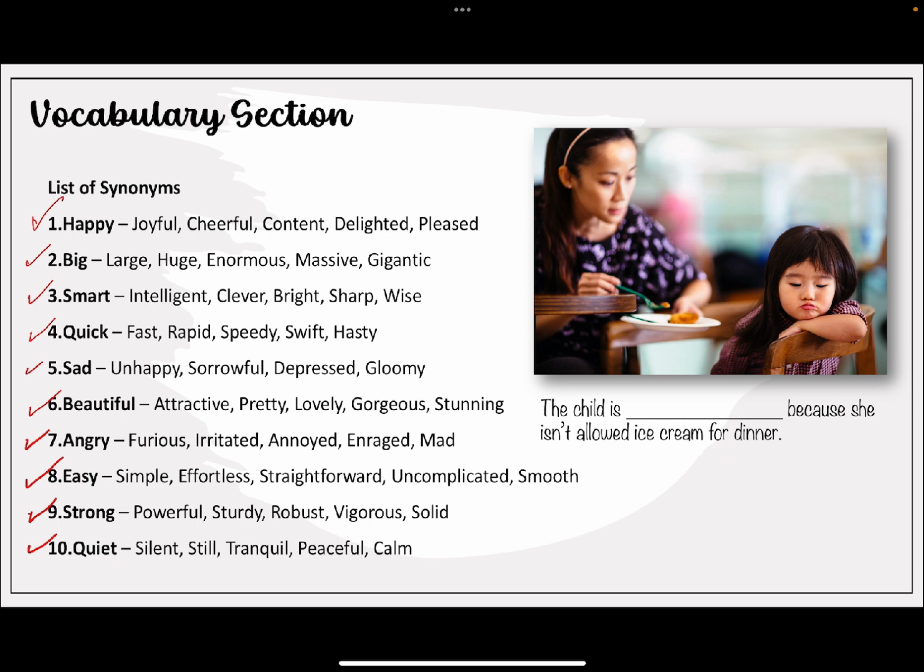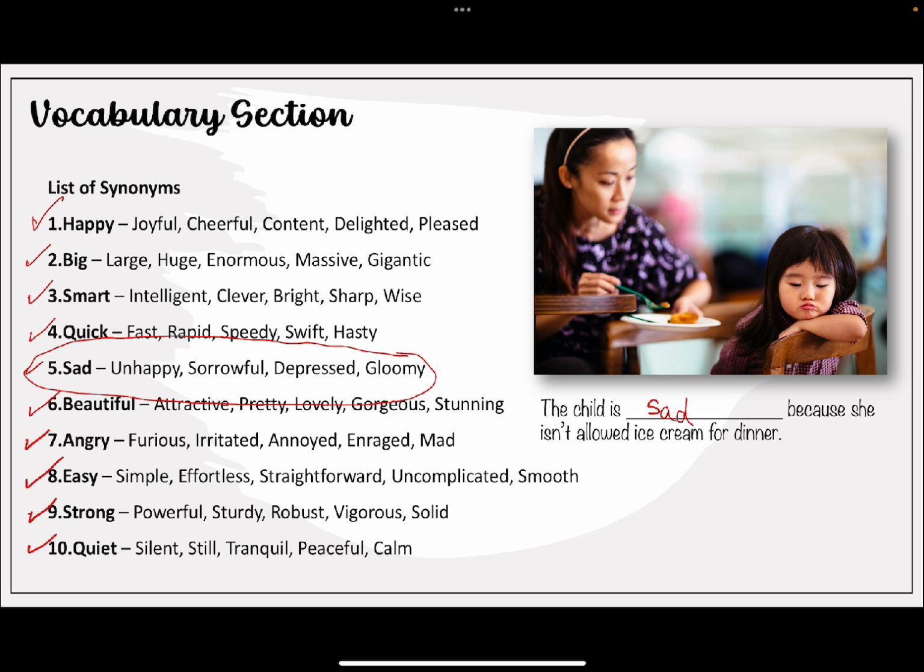Now earlier in the episode I mentioned that synonyms aren't always appropriate. It really depends on what it is that you're talking about, and that will decide which word you choose. So I'm going to use an example here. The child is blank because she isn't allowed ice cream for dinner. Now usually I would write, the child is sad because she isn't allowed ice cream for dinner. When I have a look at my synonyms for sad, I said unhappy, sorrowful, depressed, and gloomy.